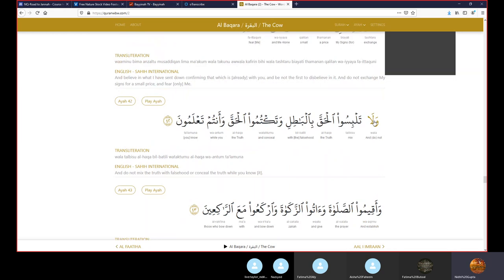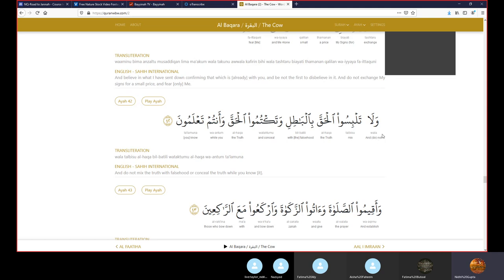Wala, wa means and, la means not. So, and do not talbisu. Talbisu means to mix up something. Labasa is like, for example, if somebody sells milk and they put water in it, now they've mixed the milk and water, and you cannot separate it. So it is used in the sense of mixing truth with falsehood in such a way that now you can't make out what is truth and what is falsehood anymore, right? So it's like mixing it up and making a jumble out of everything, and you don't even know right from wrong anymore.